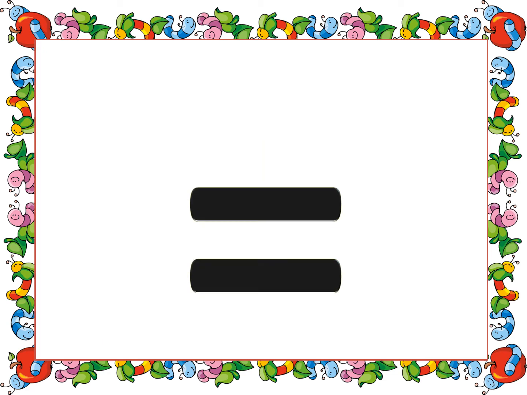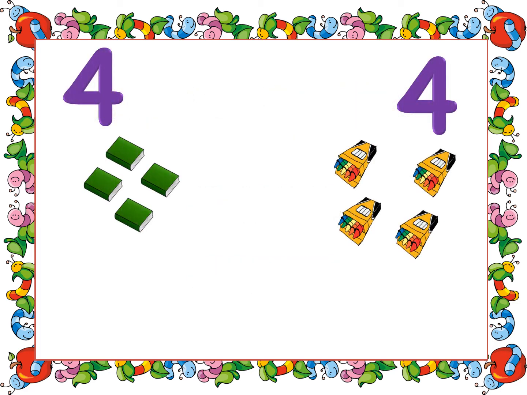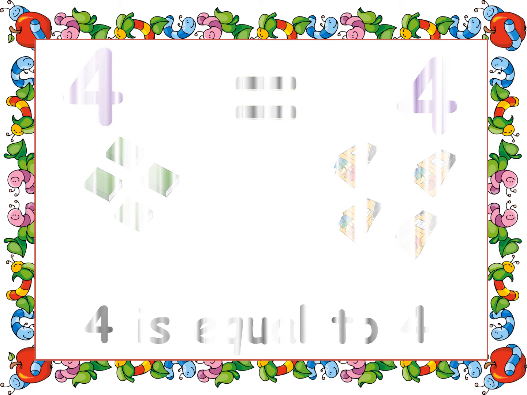So the alligator is not going to eat any of the numbers, rather we introduce the equal symbol. Whenever he compares the numbers and they are the same, we just introduce the equal symbol. So 4 and 4, we put the equal symbol, and we're going to read this as 4 is equal to 4. Alright, children.